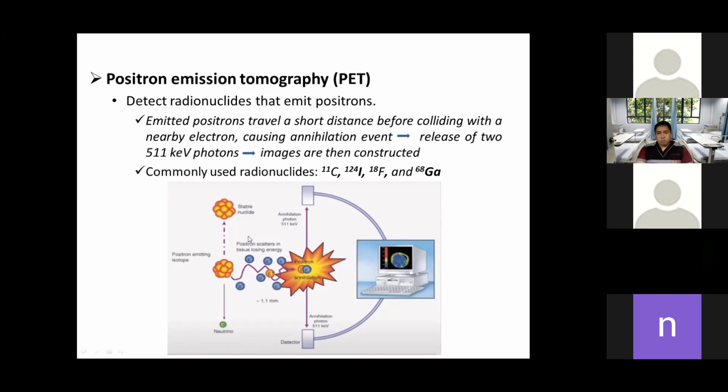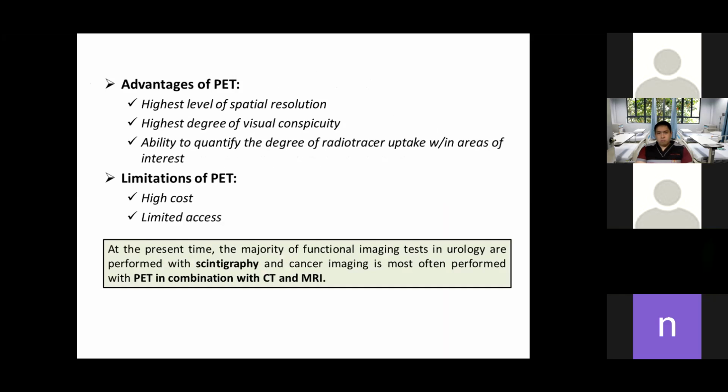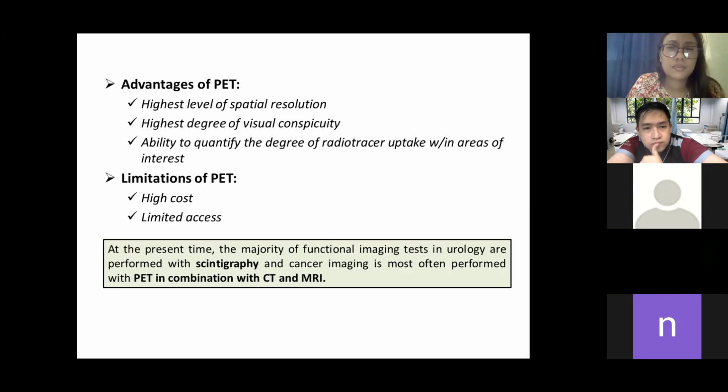The main difference between SPECT and PET is the radiotracer being used. The advantages of PET over SPECT are the following: highest level of spatial resolution, highest degree of visual conspicuity, ability to quantify the degree of radiotracer uptake within areas of interest, and the limitations of PET are higher cost and limited access. At the present time, the majority of functional imaging tests in urology are performed with scintigraphy or yung renal scan, and cancer imaging is most often performed with PET in combination with CT and MRI.